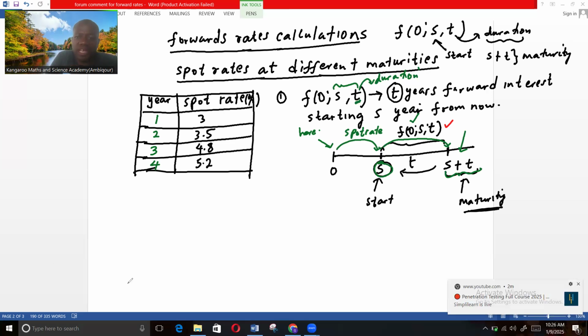So now, in essence, if we were to do that, remember from that, it means we can say, since from 0 up until S, this is just the spot rate, the S spot rate, which we can write as, for example, the spot rate for the S spot rate. Okay, let me just use another symbol. Let's say this is the 0 and S. So this is just the S spot rate.